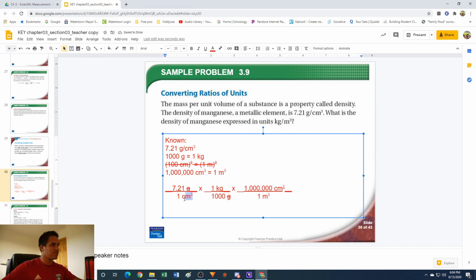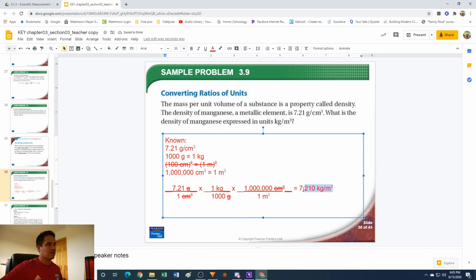So now we'll have cubic centimeters here, which will cancel with the cubic centimeters there. And when we're all said and done, the only units that we have not canceled out are kilograms and cubic meters, which is exactly what our answer wants. So now we just have to do the math. If we take our calculator and we go 7.21 divided by 1,000 times 1,000,000 equals, we get a final answer of 7,210 kilograms per cubic meter.